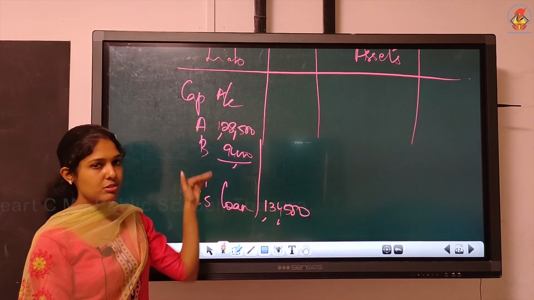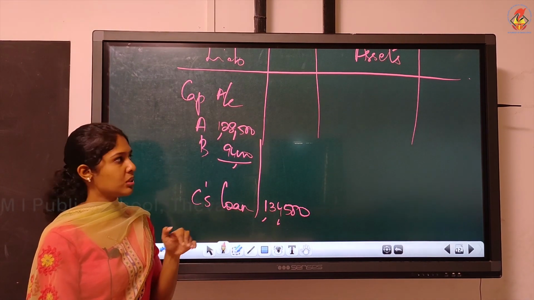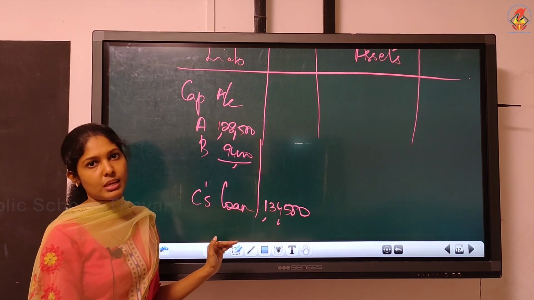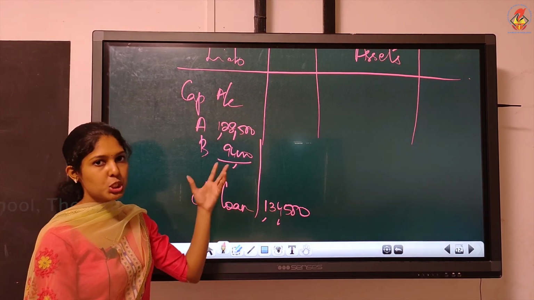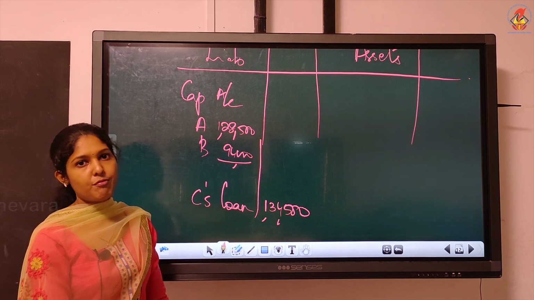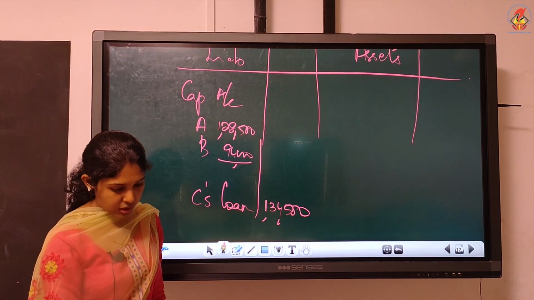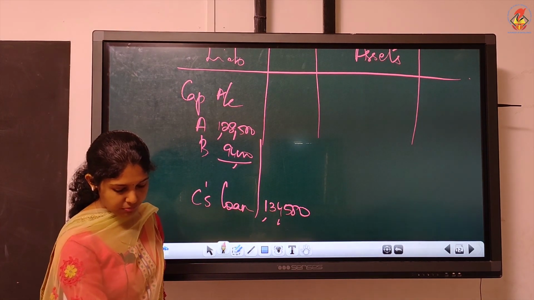So this is the new adjustment which we have to learn in this chapter. Only this. Rest everything is same. Preparation of revaluation, partner's capital, the balance sheet, everything is same. And in the balance sheet, you don't have any new item.